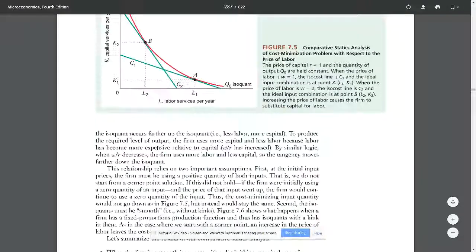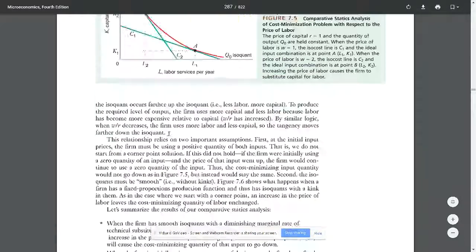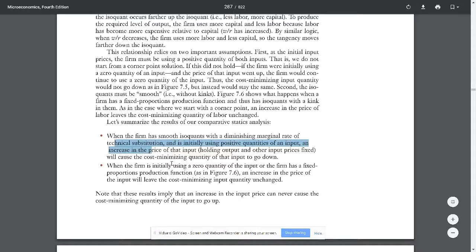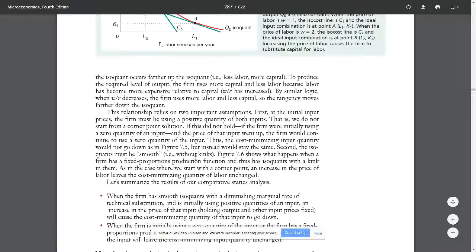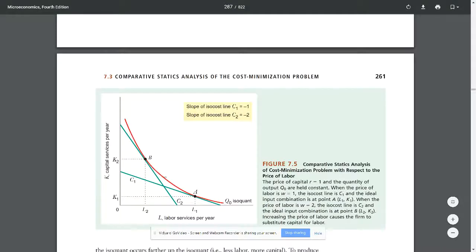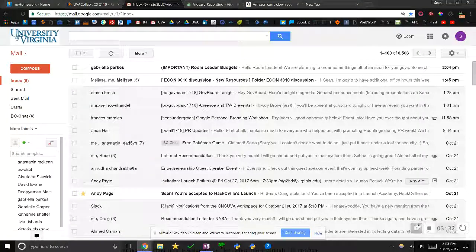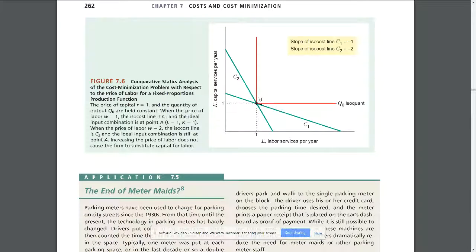So if we have two conditions where the isoquant is smooth and also that there's no kinks in it, so we don't have a corner point solution, and there's also not a fixed proportions thing or something like that, then when the cost of one of the inputs is going to increase, we're just going to shift our cost line and end up being at a different point on the isoquant. If we have a kink or something like this, we just kind of stay at the same point.